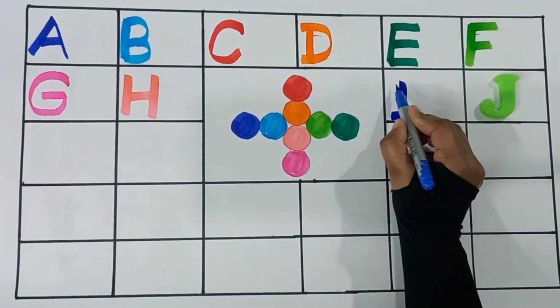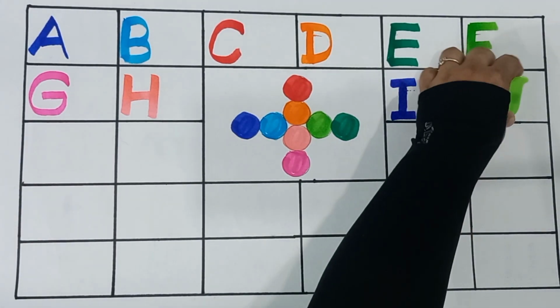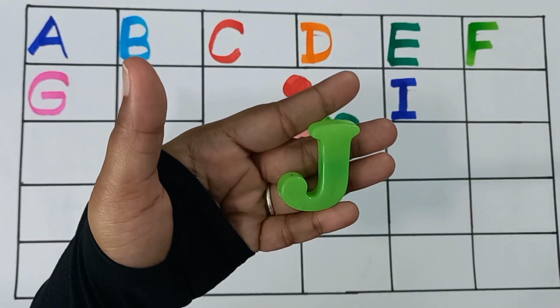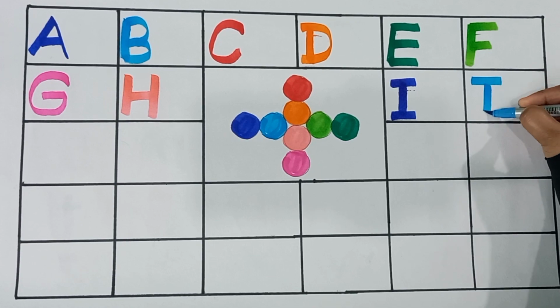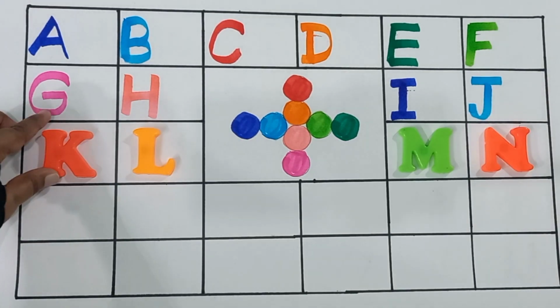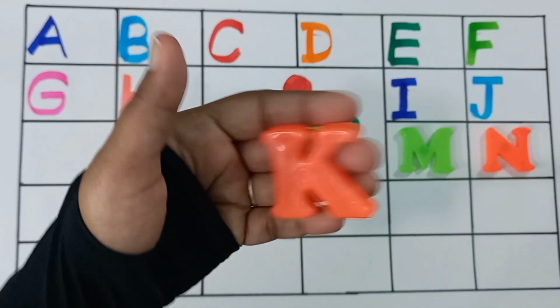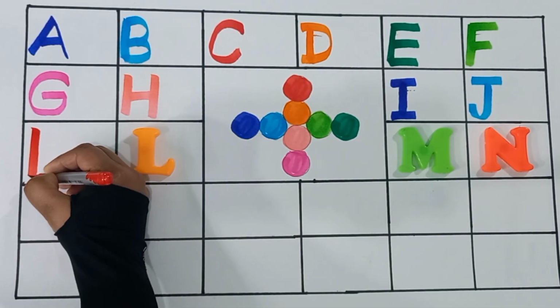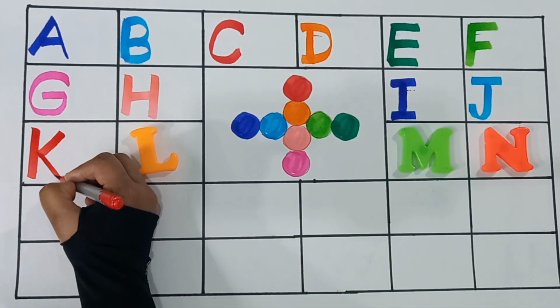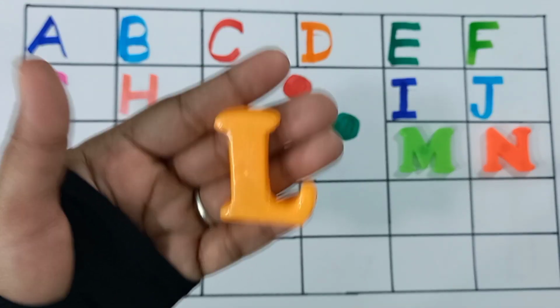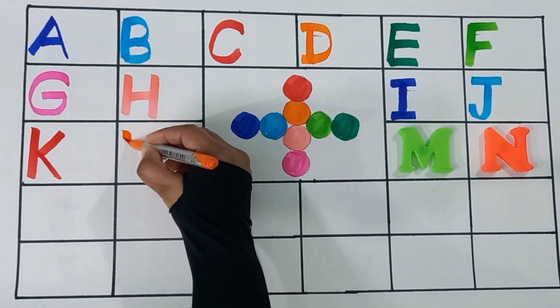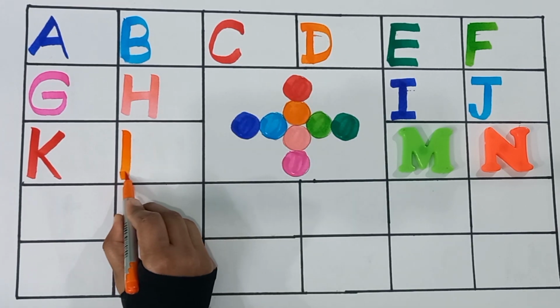J for jellyfish. K for kangaroo. L for leaf.